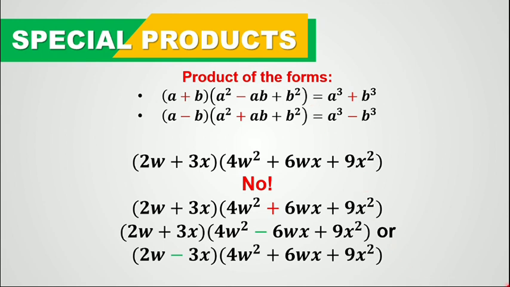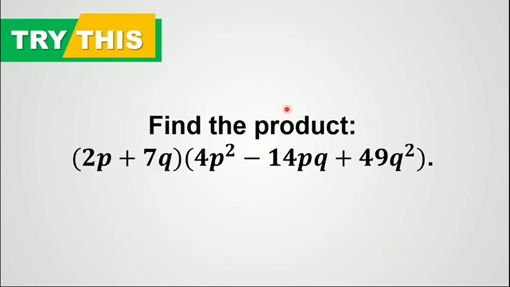Now this time, I want you to try this one. Try to find the product when you multiply 2p plus 7q by 4p squared minus 14pq plus 49q squared. And then you may comment your answer in the comment section below.